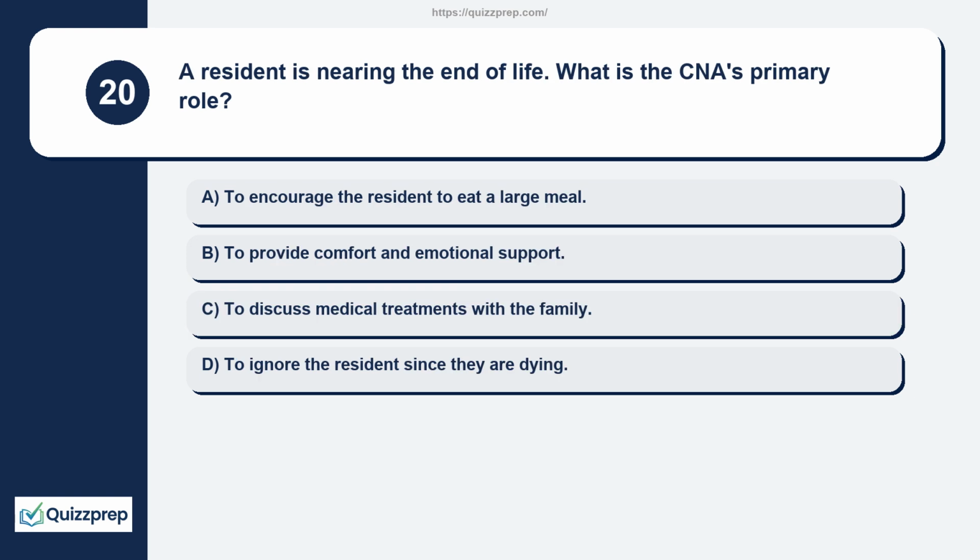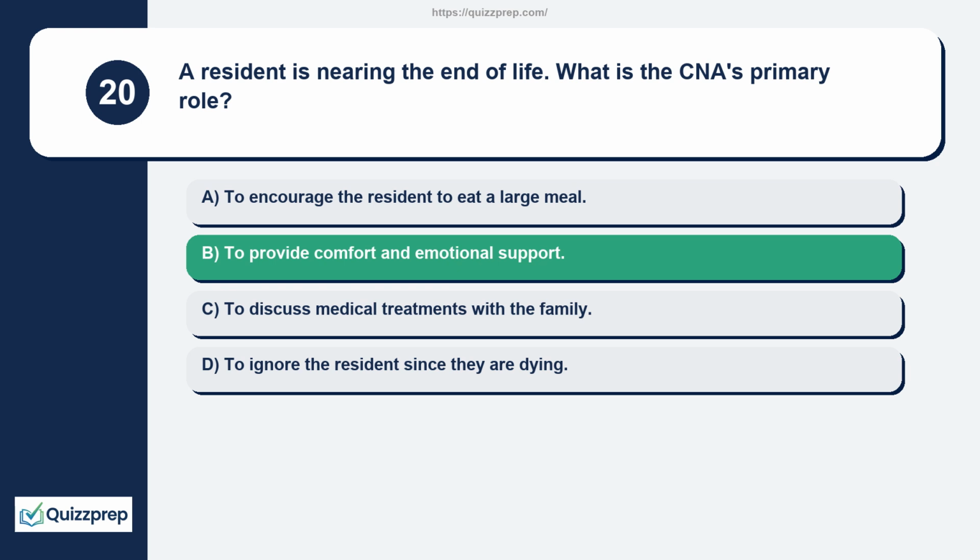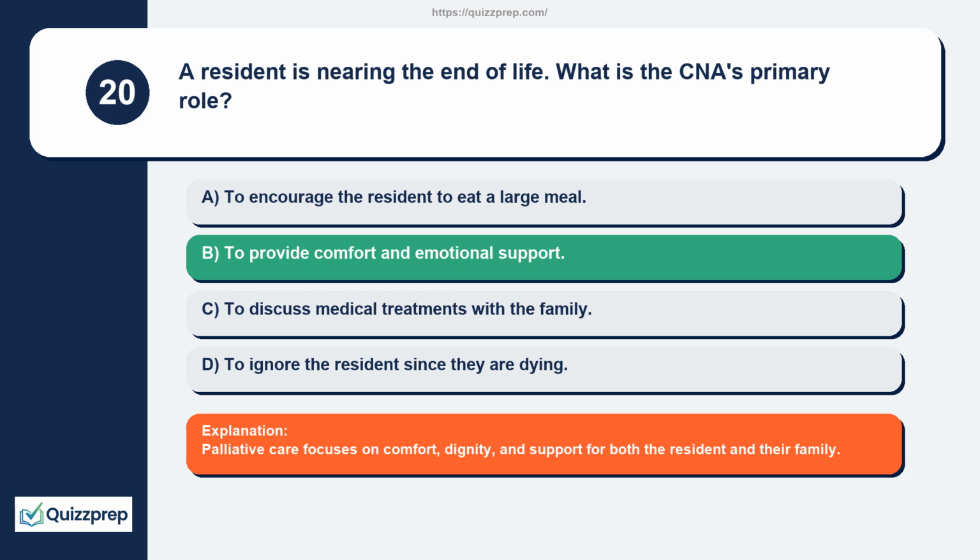Question 20. A resident is nearing the end of life. What is the CNA's primary role? To encourage the resident to eat a large meal, to provide comfort and emotional support, to discuss medical treatments with the family, to ignore the resident since they are dying. Palliative care focuses on comfort, dignity, and support for both the resident and their family.